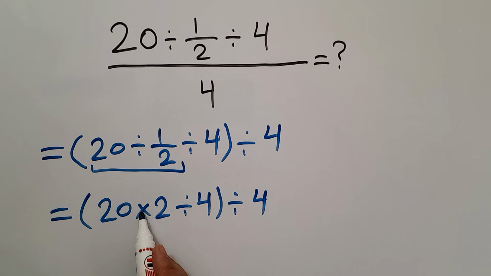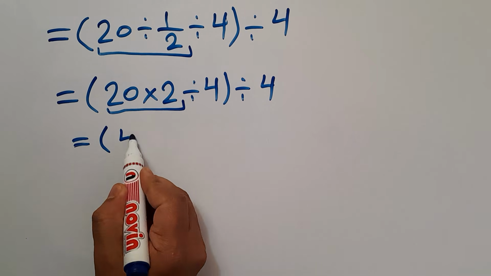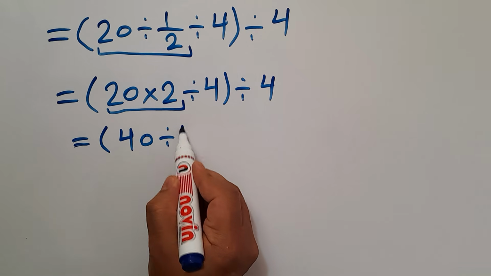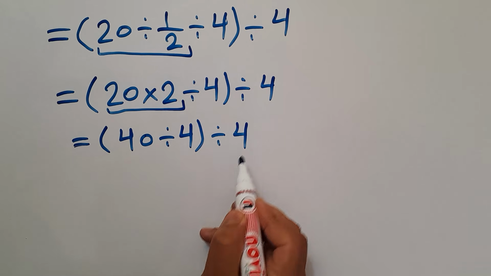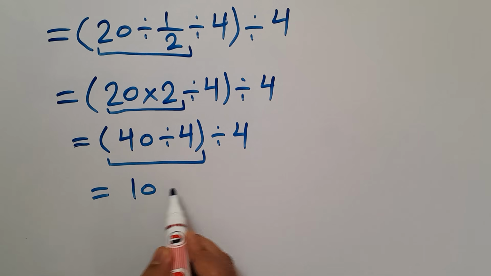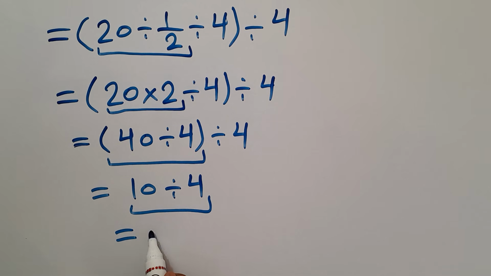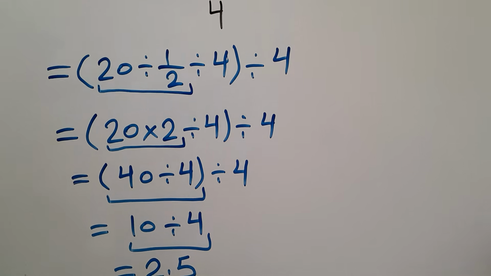Here we have one multiplication and one division. As we know, multiplication and division have equal priority and we have to work from left to right. So first 20 times 2, which equals 40. Okay, so we have parentheses 40 divided by 4 divided by 4. 40 divided by 4 gives us 10. So we have 10 divided by 4. And 10 divided by 4 equals 2.5. So our final answer to this problem is just 2.5.